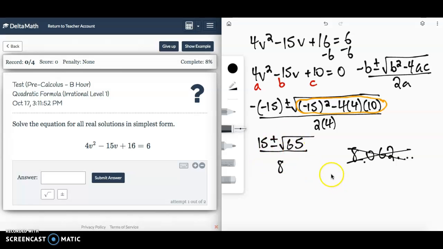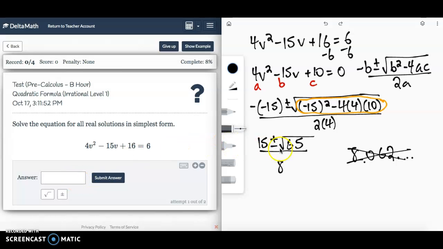In Algebra 2, we did teach you how to break down your 65 into other options, so like 5 times 13 and so on and so forth. But in pre-calculus, we're not really going to worry about that as much. That would be something that you would want to make sure you know for the SAT. But in my class, if you can get here, that's fine. This is a precise and exact answer, so I'm okay with it.